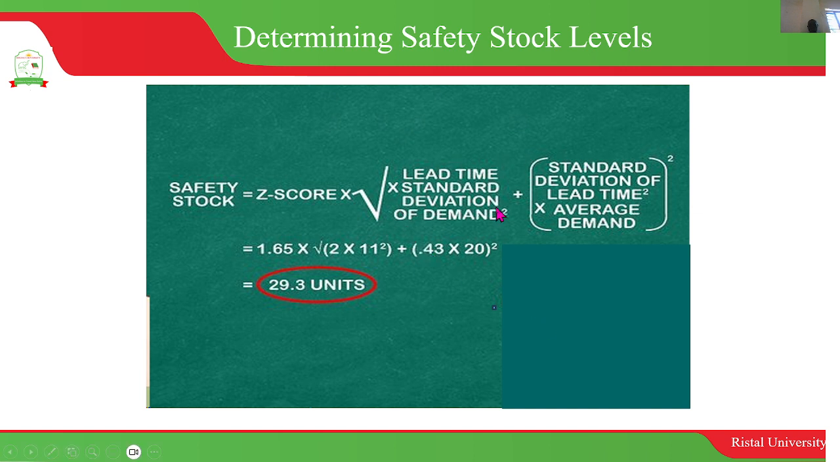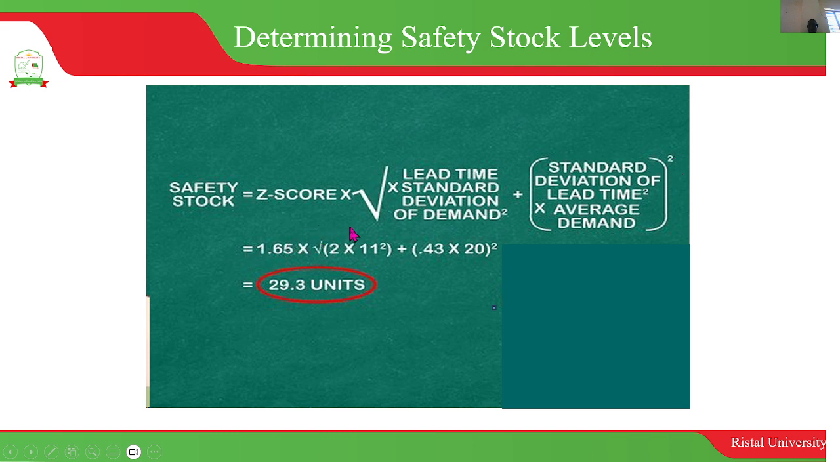Still, we are continuing with the safety stock. This is basically a summary of the previous formula as well. Safety stock is the same as Z-score times the root of lead time times the standard deviation of the demand squared, plus the standard deviation of the lead time squared times the average demand, but all this also has to be squared.